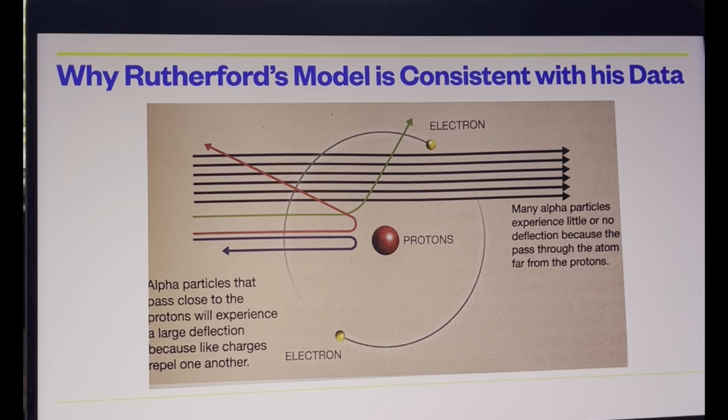Rutherford's observation that the number of alpha particles that were deflected is very small also makes sense in terms of this model because the number of particles that pass close to the protons is quite small. In the end, then, Rutherford's model was consistent with all of the data produced in his experiment.